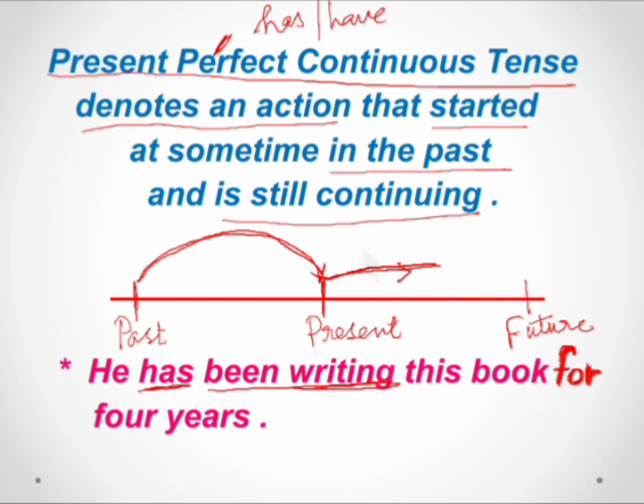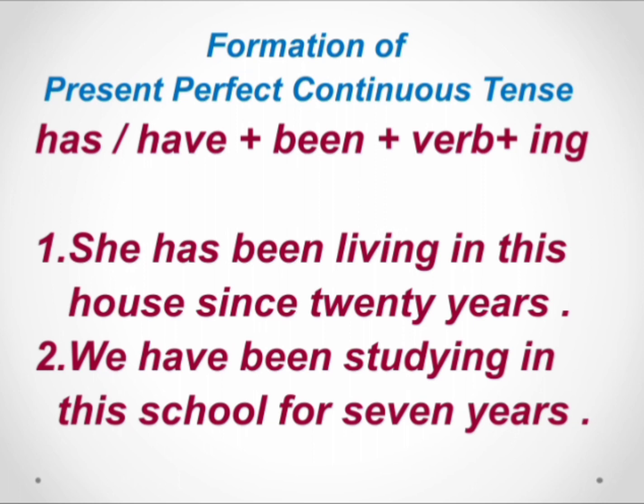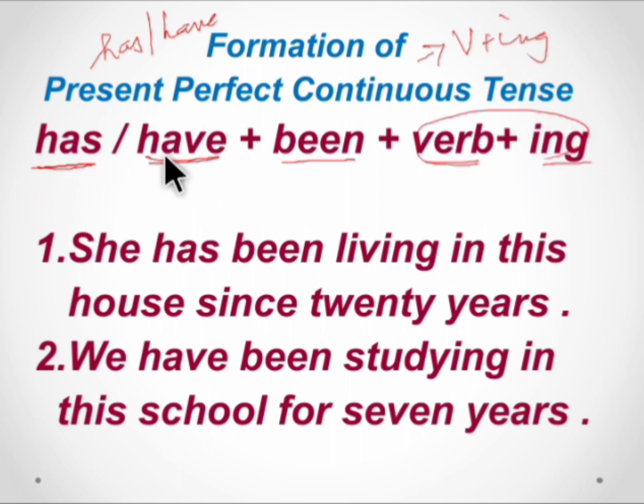I'll explain this in a better way. Now look at the structure. Formation of present perfect continuous tense. The formation is has or have plus been plus verb plus ing. For present perfect we use either has or have. For continuous tense we use verb plus ing. So we have this has or have, and we have this verb ing.